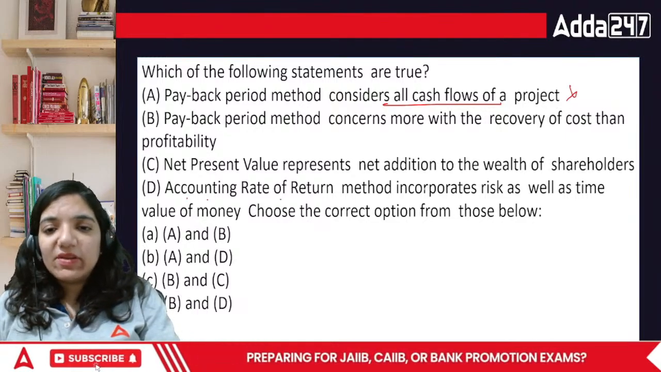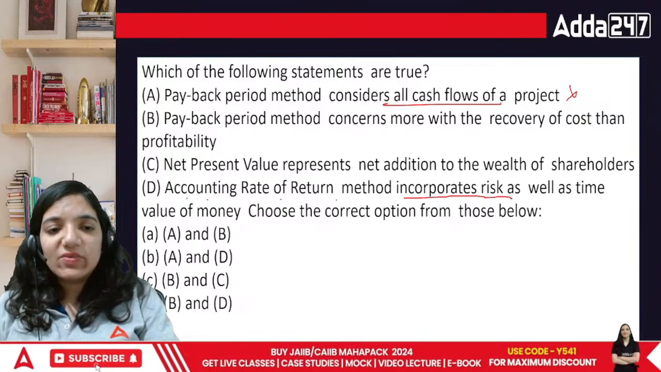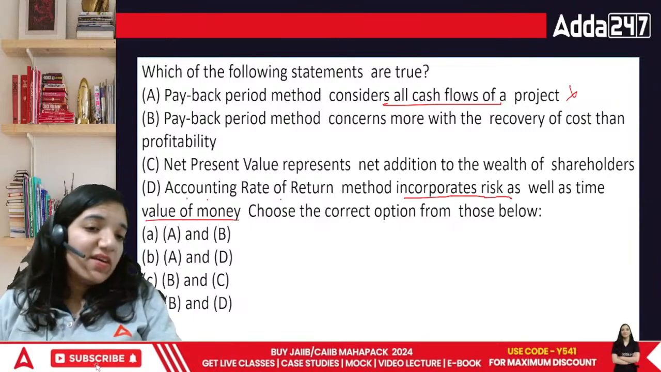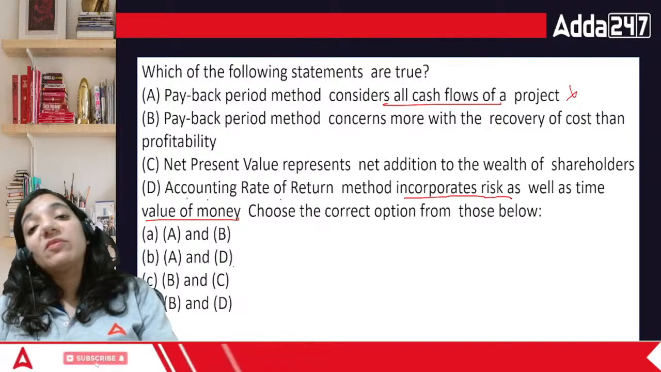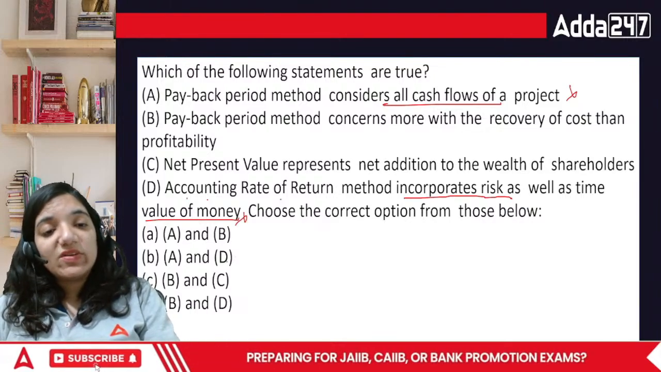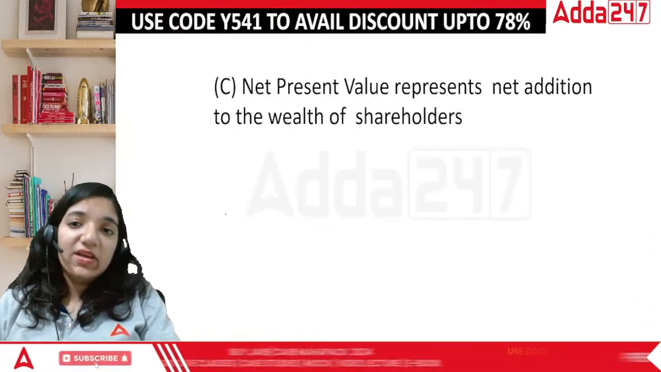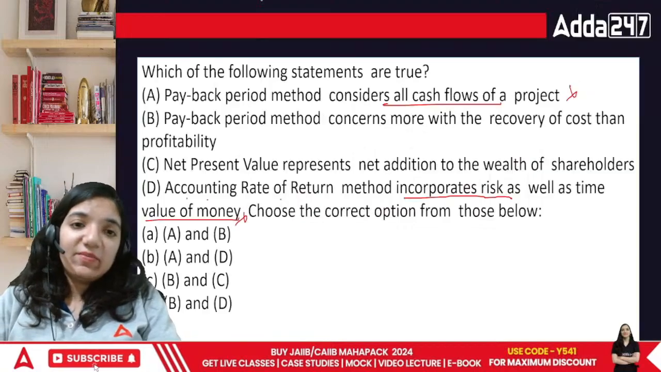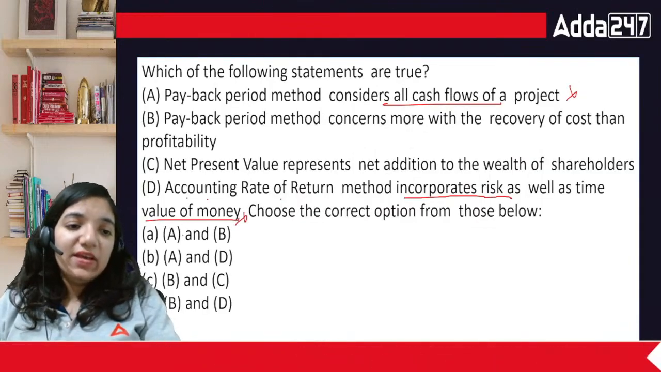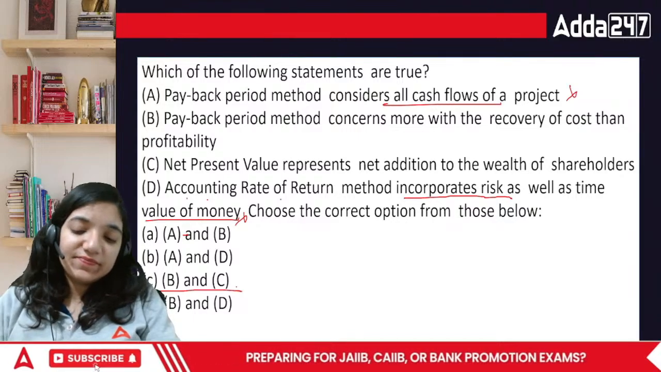Accounting rate of return method incorporates risk as well as the time value of money. No, it does not include. This is a primitive method. So this one is also eliminated. The answer should be C. Okay, that means we are looking at B and C together.